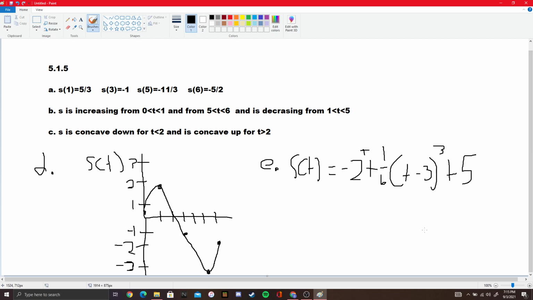But we're not done, because we've got to see if we have a constant. So we take what we have, the -2t plus 1/6 times (t minus 3) cubed, and then we take one of the values that we found in A. I used S(3). We know that S(3) is supposed to equal -1, so you plug -1 in here, and we find that our leftover constant is equal to 5. Which is pretty cool.